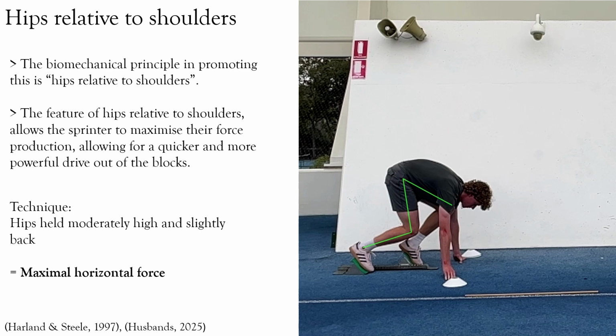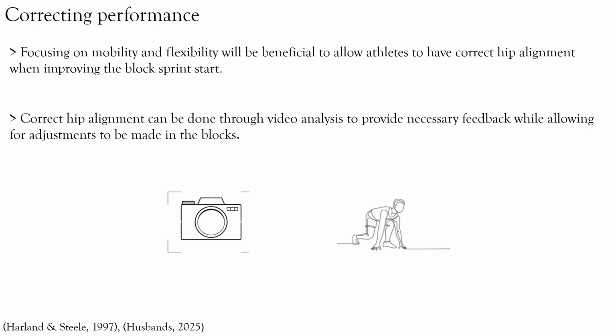As potential energy is stored within the leg muscles, using this technique of hips held moderately high and slightly back, the athlete can develop high force rate combined with an increase in maximal horizontal force. This increases the angular velocity and decreases the moment of inertia. In saying so, the greater range of joint extension allows for greater velocity when leaving the blocks. This also decreases the risk of injury occurring.